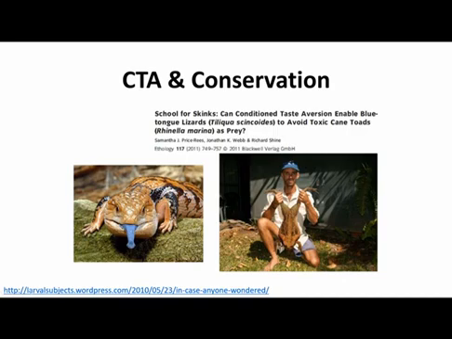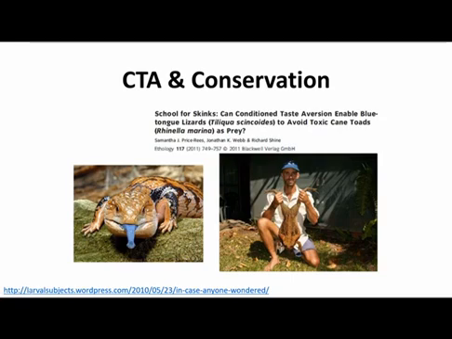For practical applications of conditioned taste aversions, beyond the example of chemotherapy, we can look at this really interesting study that was using conditioned taste aversion for conservation. So basically they have these blue-tongued lizards, and these guys tend to eat toads and frogs and other things like that. But they're in a particular environment where an invasive species called cane toads have moved into the area, and these cane toads are actually toxic. So if one of these blue-tongued lizards eats a cane toad, then they'll end up dying.